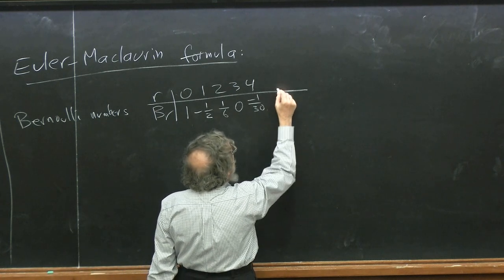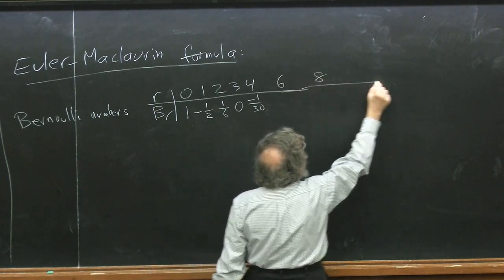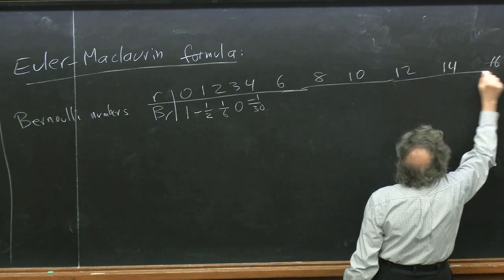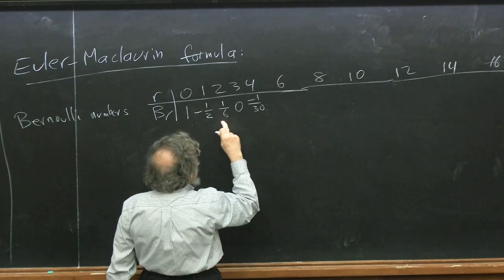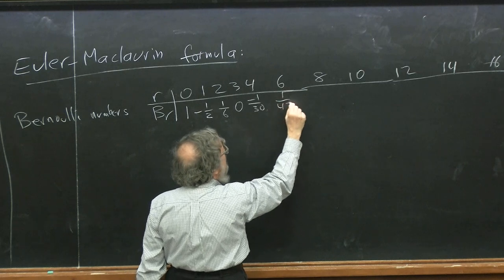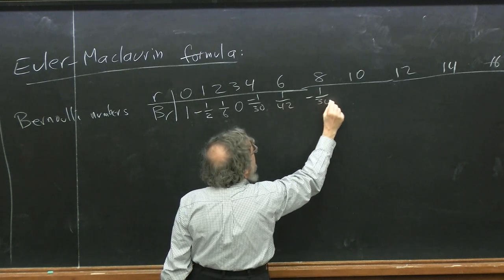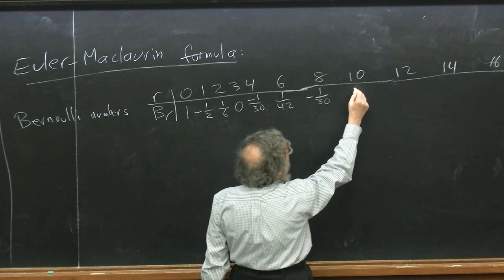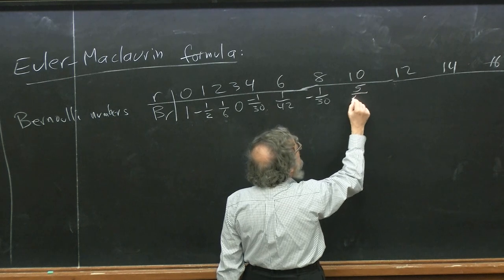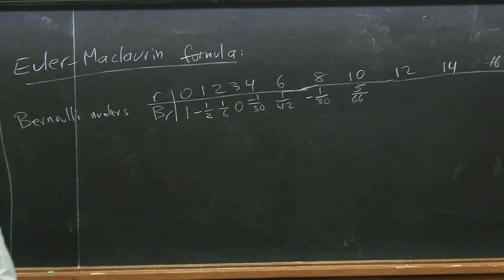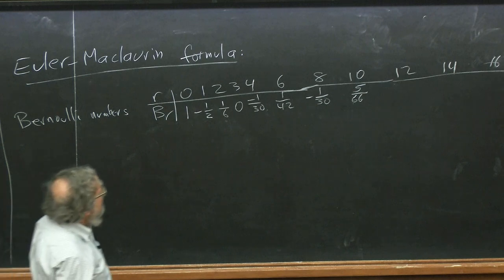There's now another 0. So if I put 6, 8, 10, 12, 14, 16, that should certainly be enough to get a good feeling. They alternate in sign, so it's a sixth, minus a 30th, 1 over 42. By coincidence, this has the same value for 8 as it did for 4, minus 1 30th. 10 is the first one which is not the reciprocal of an integer, it's 5 over 66. And you might think, aha, so something changes at 10. But actually, that's wrong. I'll explain that in 1 second.